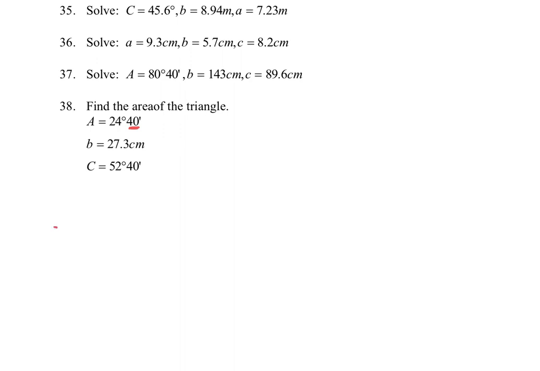I'm going to add the area using Heron's formula. So find the area, given A is 7.5, B is 6.2, and C is 7.1. So add that one.